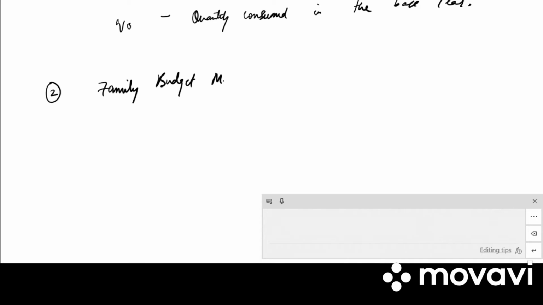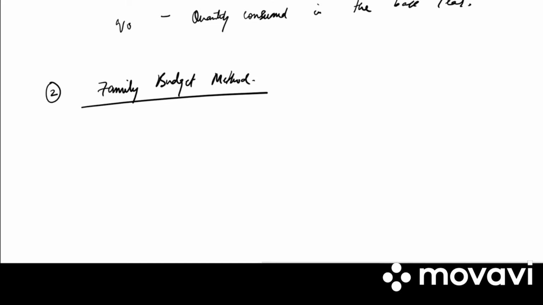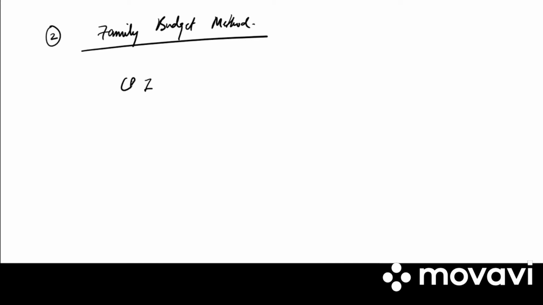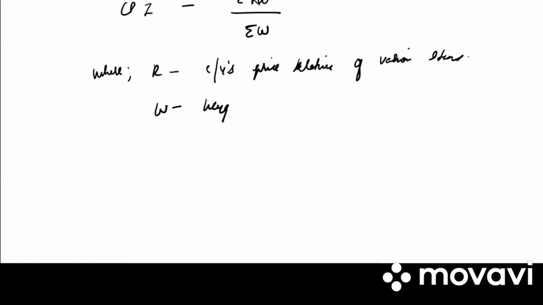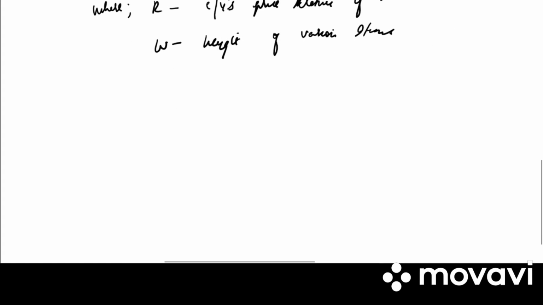Write down the second one: family budget method. So in this, the consumer price index is summation RW divided by summation W, where R is the current year's price relative of various items, W is the weight of various items. So how will R be calculated? R will be P1 by P0 into 100. Clear?